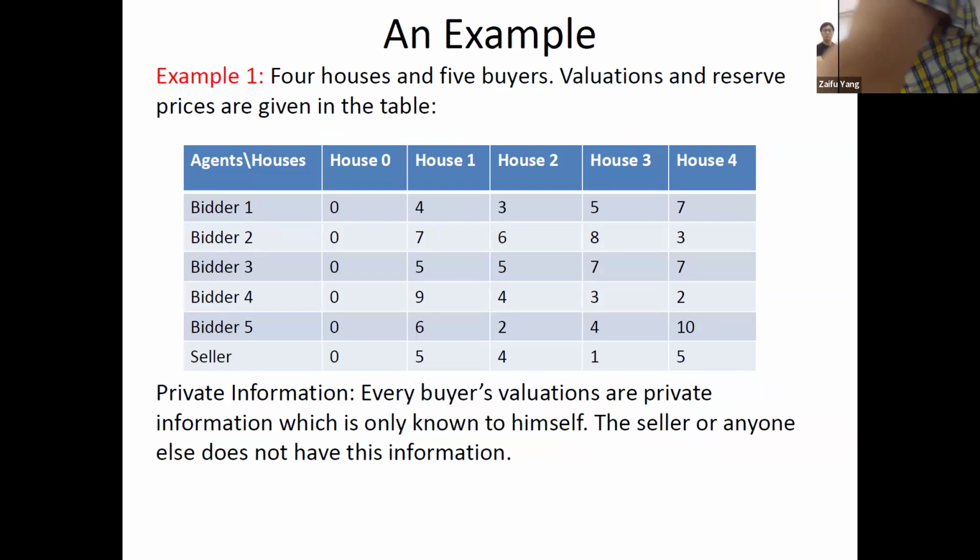Okay, so look at a simple example. Actually, I have some slides. You can, yeah, maybe distribute them. Later on, I will use this. So here you see eight houses and agents, sellers and bidders. Now these are the valuations. All valuations are private information of each bidder or each agent.